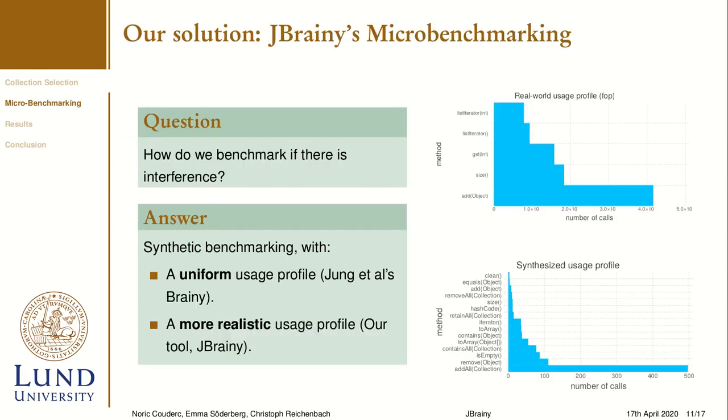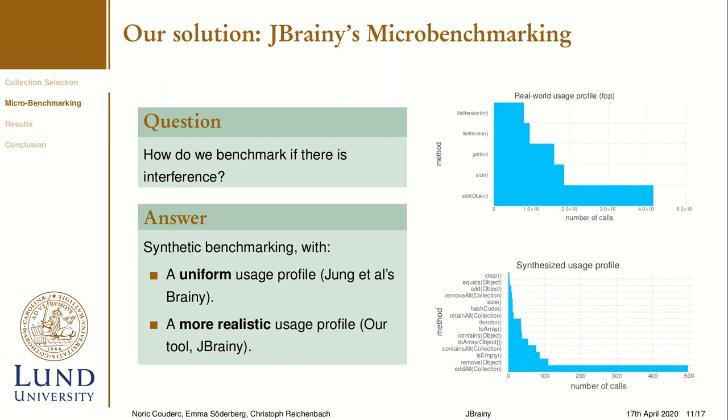How do we benchmark if there is interference? There is an existing piece of work by Young et al. called JBrainy, where they generated a whole bunch of usage profiles, ran and benchmarked them with different collections, and tried to learn from that. In their paper, they generate a usage profile by assuming that the distribution over the methods is uniform.